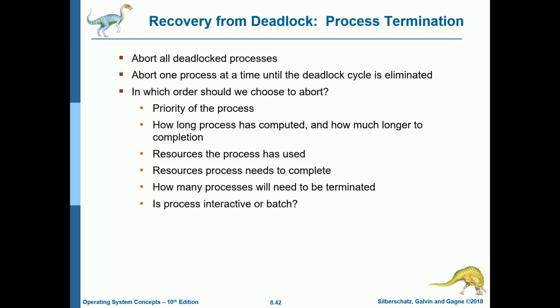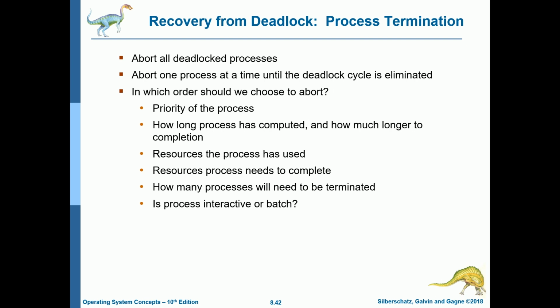Aborting a process may not be easy. If the process was in the midst of updating a file, terminating it may leave that file in an incorrect state. Similarly, if the process was in the midst of updating shared data while holding a mutex lock, the system must restore the status of the lock as being available, although no guarantees can be made regarding the integrity of the shared data. If the partial termination method is used, then we must determine which deadlocked process or processes should be terminated. This determination is a policy decision similar to CPU scheduling decisions.